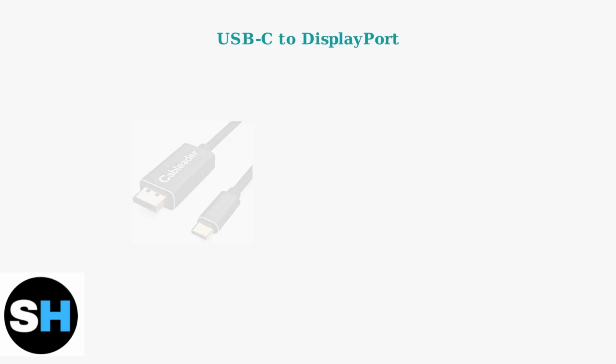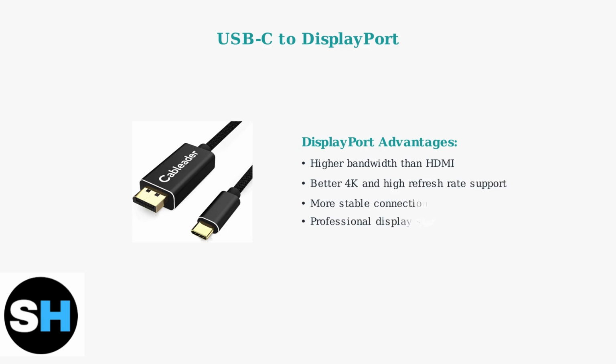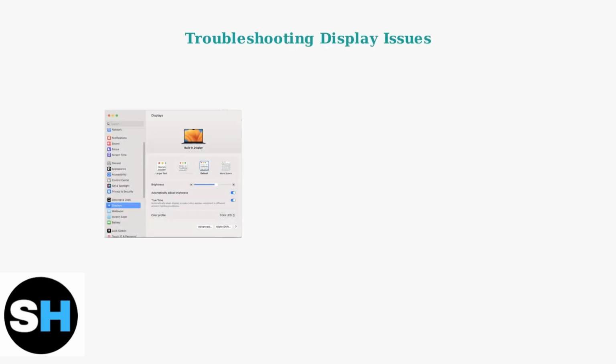For the best performance, especially with higher resolutions and refresh rates, USB-C to DisplayPort adapters and cables are often the optimal choice over HDMI connections. DisplayPort connections typically offer superior bandwidth and support for higher resolutions compared to HDMI, making them ideal for professional work and high-resolution displays. When you encounter display issues like a black screen or connection problems, there are several systematic troubleshooting steps you can follow to resolve the issue.